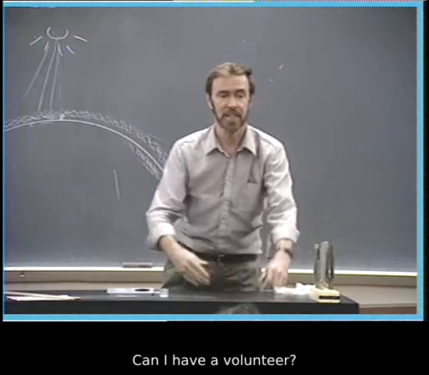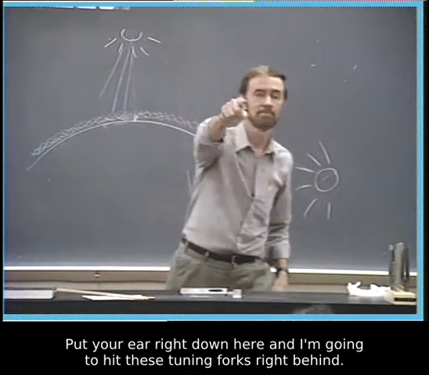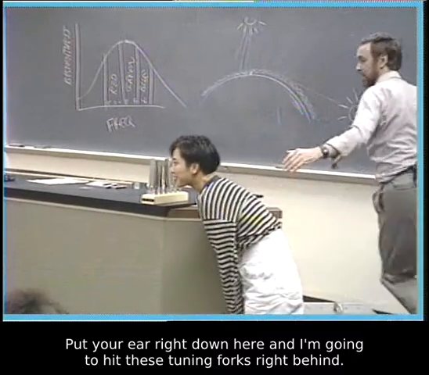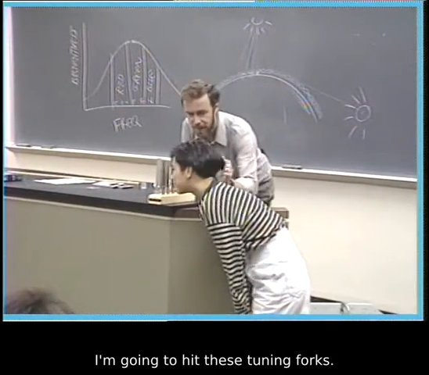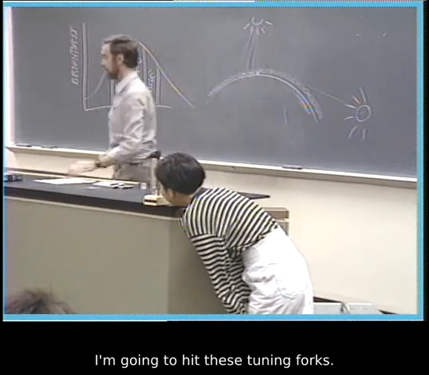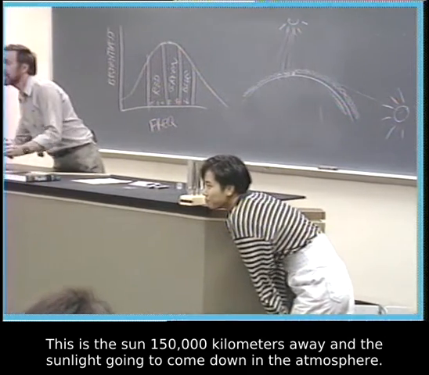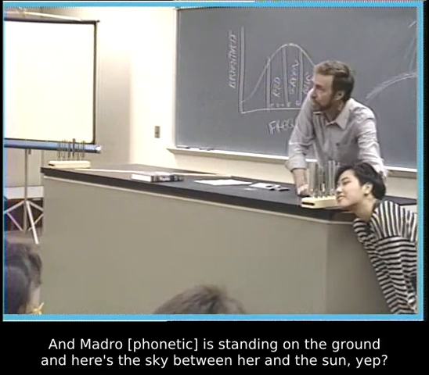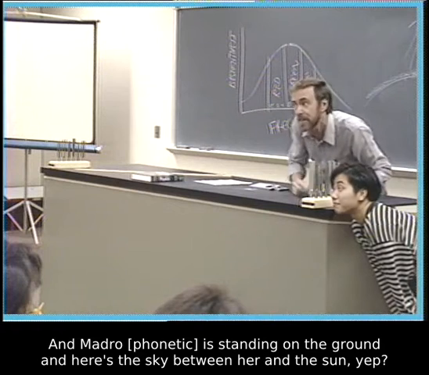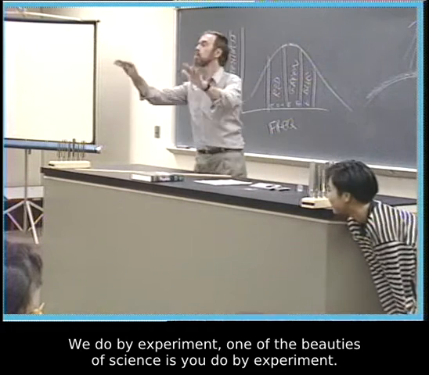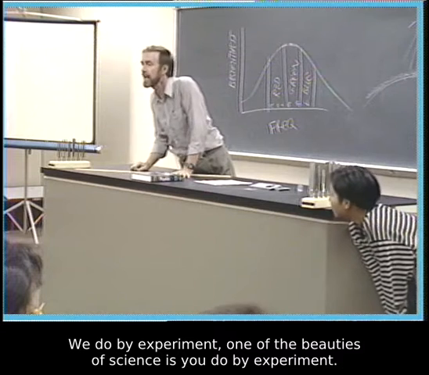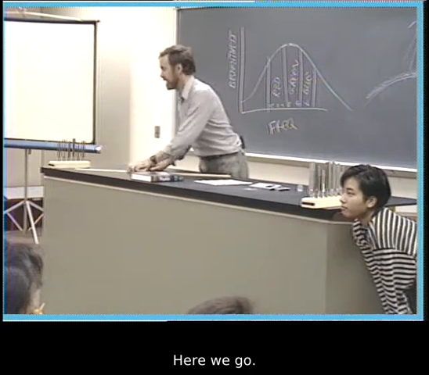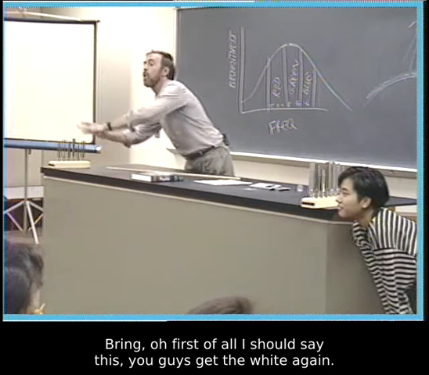Okay. Let's try the sunsets. Can I have a volunteer? Mador, put your ear right down here. And I'm going to hit these tuning forks. No, right behind. I want to go right there. This is the sun, 150,000 kilometers away, and the sunlight is going to come down to the atmosphere. Boom. And Mador's standing on the ground, and here's the sky between her and the sun, yeah? Here we go. We do it by experiment. One of the beauties of science is you do it by experiment, huh? You don't just guess. Here we go.